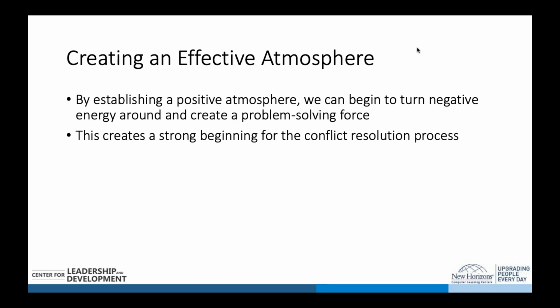So how do you create an effective atmosphere? One of the big things, if people are in a heated, very emotional conflict, is that you need to diffuse the situation first of all. And diffusing might simply be scheduling some time at a later date to get all the parties together to document what the issues are. That creates a better atmosphere than trying to deal with it then and there.